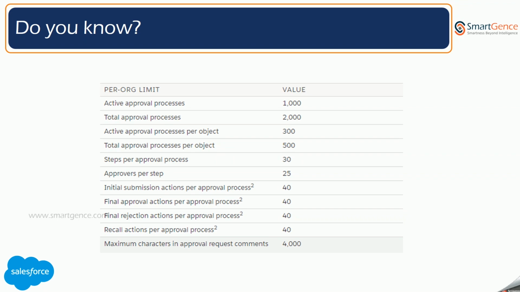And we know about these 4 different actions, right? Initial submission action, final approval action, final rejection action, and recall actions. That can be a maximum of 40 per approval process. And if we are going to provide any approval request comments, then the maximum characters of that can be 4000. So that is the end of the session. I believe you get an idea of the approval process.